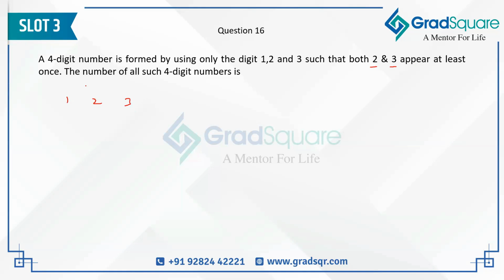So two of the digits are for sure there, which is 2 and 3. The other digit can be there, which is the digit 1. It can be any number of times, provided 2 and 3 appear at least once. How many such 4-digit numbers are possible?